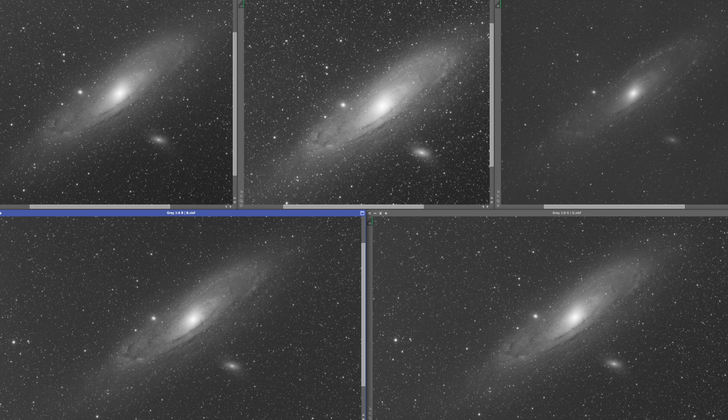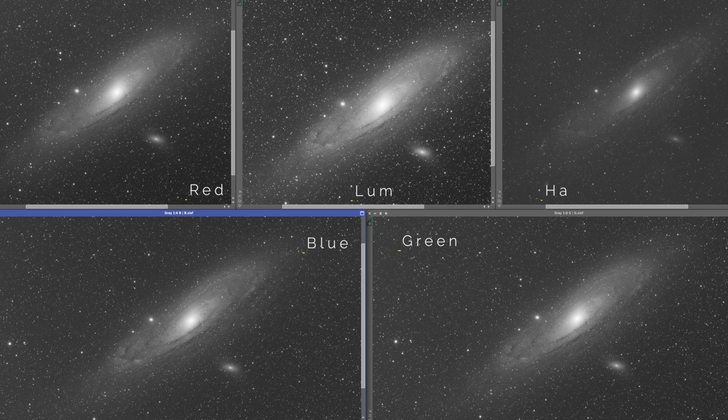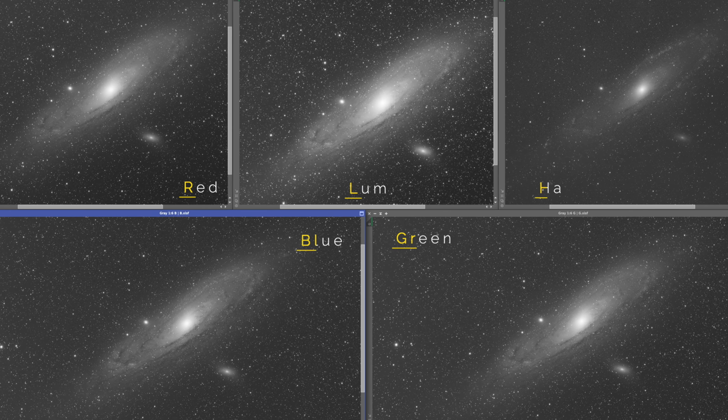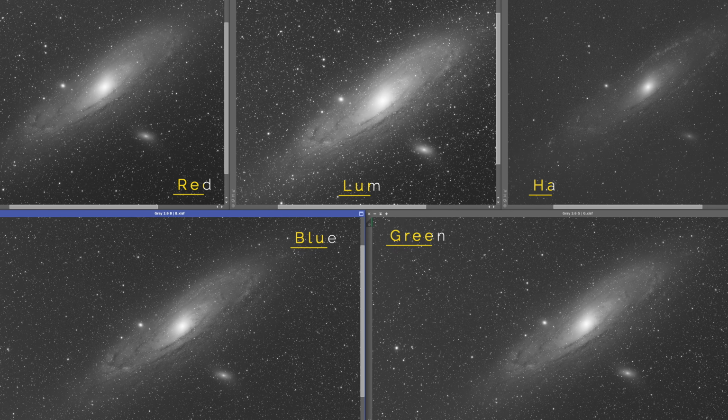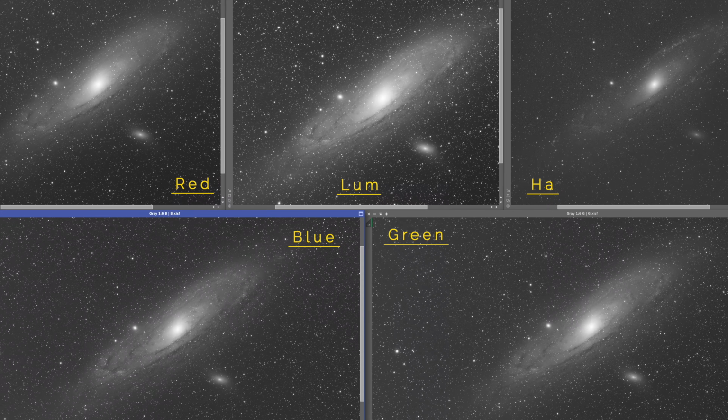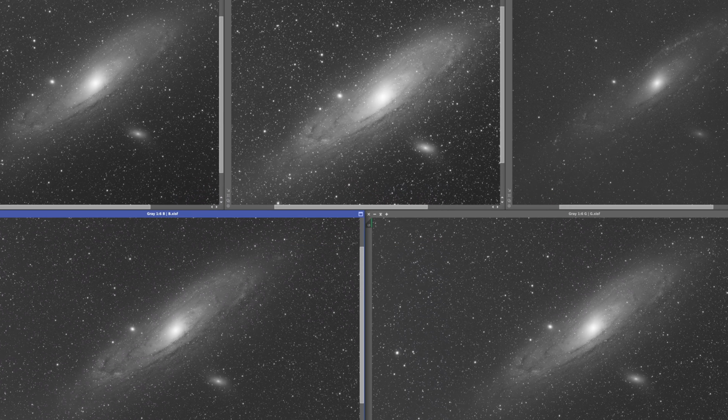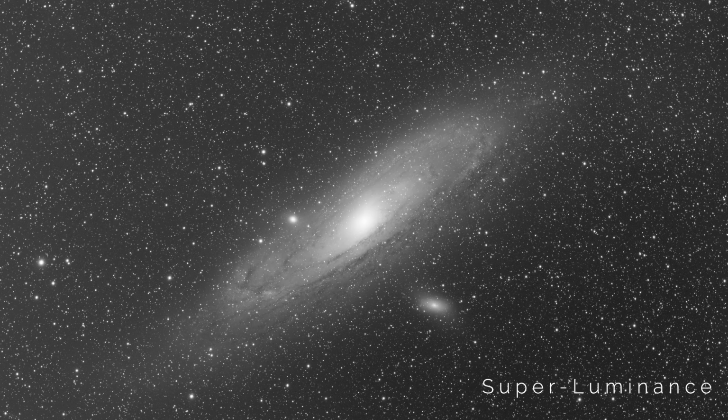colored. But one could argue that the information in the other channels could be integrated into that image also to further enhance the level of detail. And that is what we call the construction of a so-called super-luminance image.